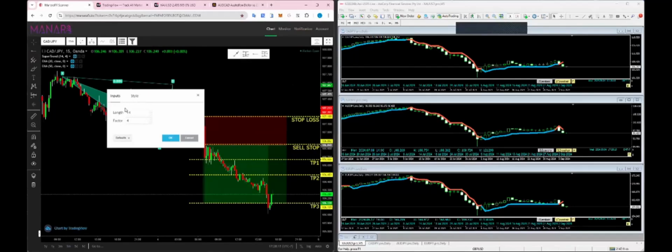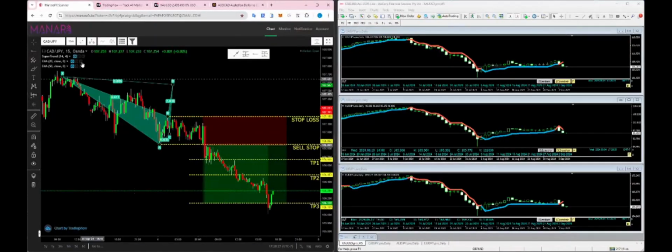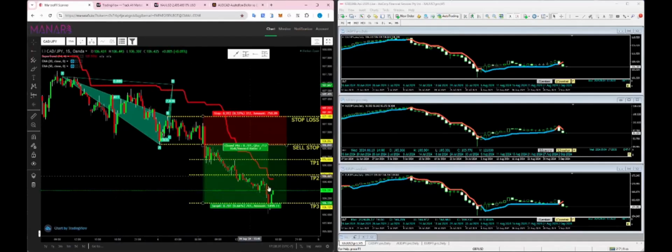Okay. Now, this input, it's only for Manara. Okay. I'm going to show you on the right side. The correlation is different. So 14.4, you click OK. And then you're going to see your super trend right there.